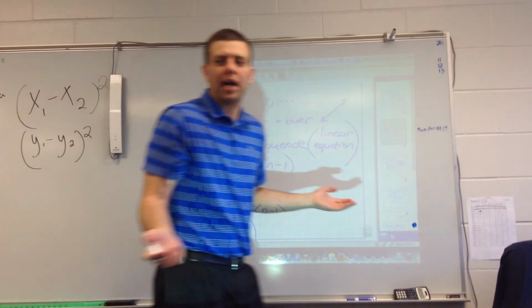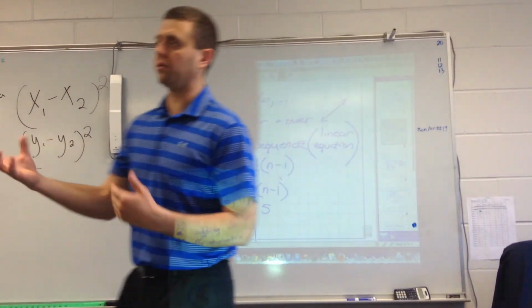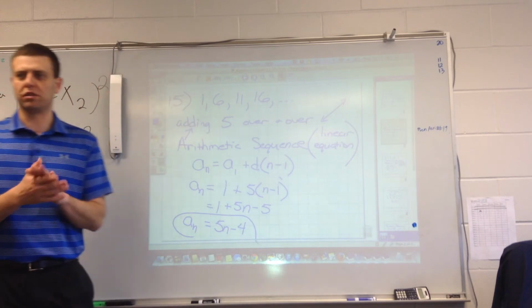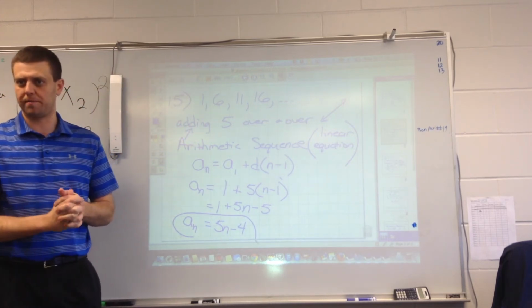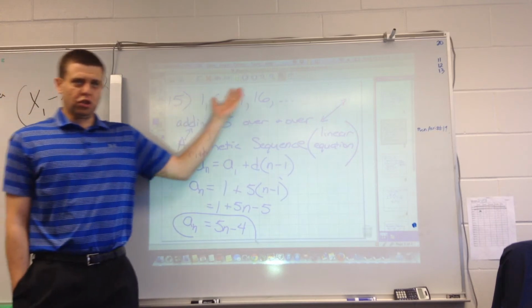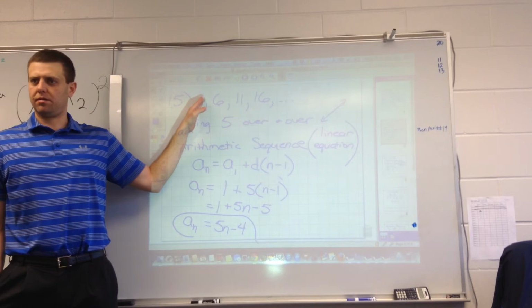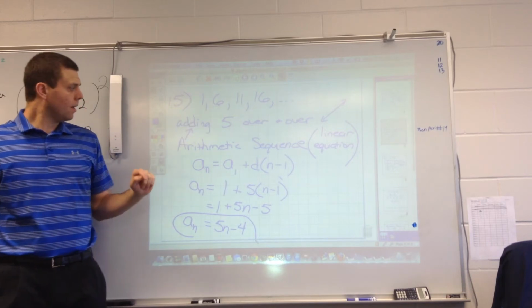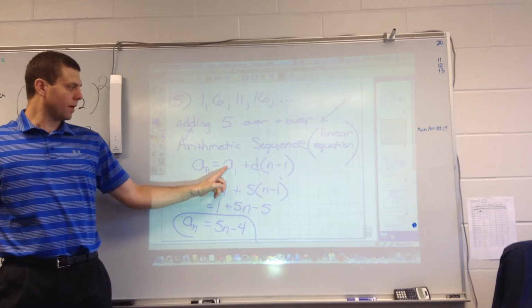Now let me explain why it works, because sometimes memorizing it can be difficult. Is it n plus 1? Where do I put the difference? Sometimes it's confusing. But maybe if I explain why it works, you might remember it a little bit easier. So in an arithmetic sequence, we start with that first number. That's where this comes from, a sub 1, the first number.